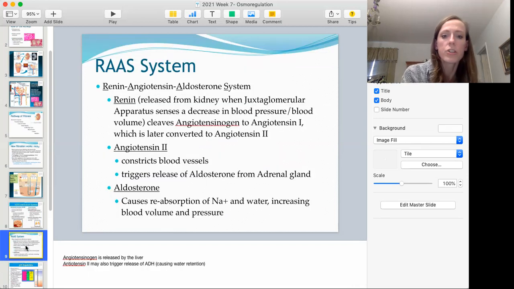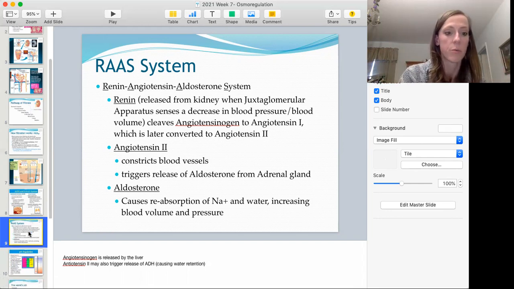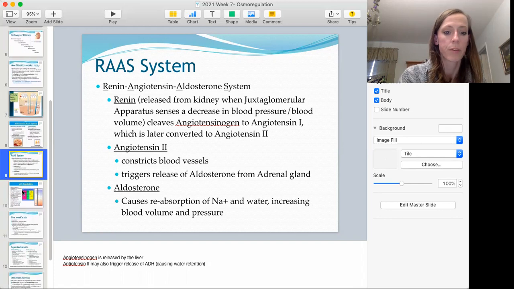Okay. So then you've got the release of aldosterone from the adrenal glands. This will then cause reabsorption of sodium back into the body, and water is going to follow. And this will both increase the blood volume and also the pressure of the blood. Okay. So again, we're counteracting a problem that the body sensed was happening. Okay. And we're trying to basically even that out, maintain homeostasis, right, with both of these systems.